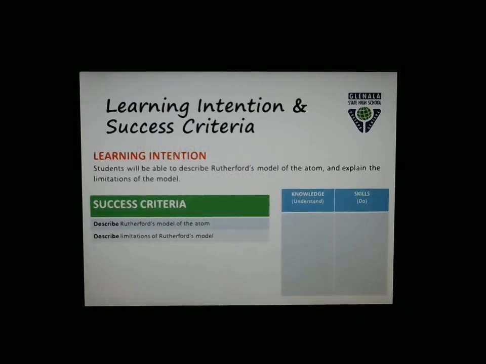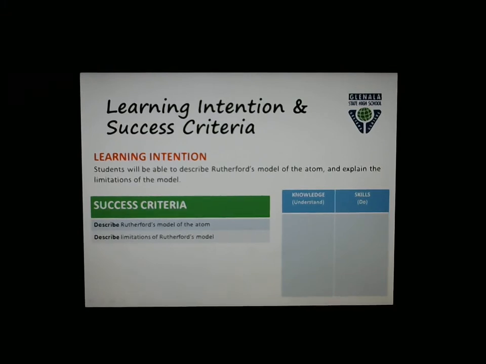Here are the learning intentions and success criteria for the chapter. Please pause the video and attempt to complete the KS table down the bottom right corner.